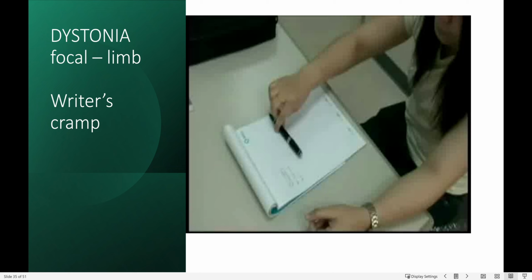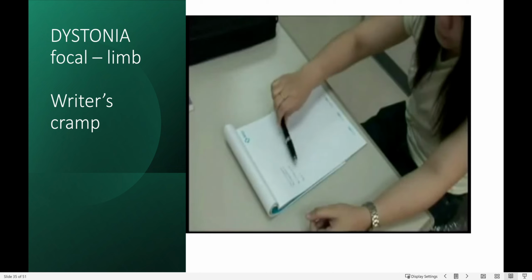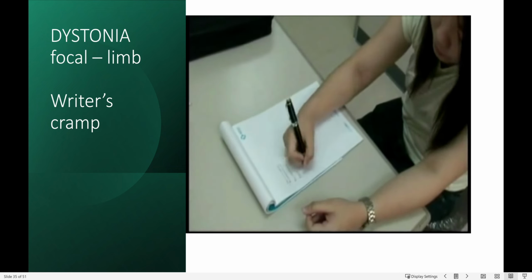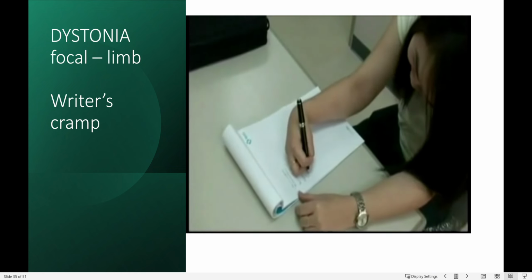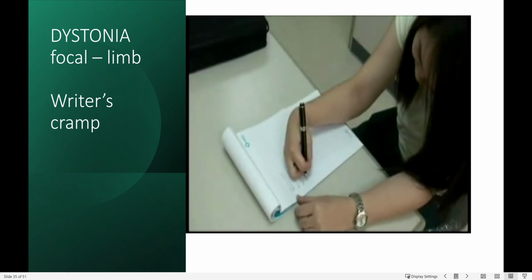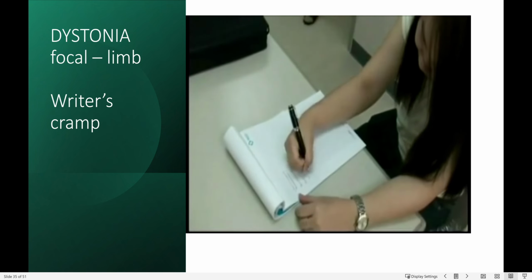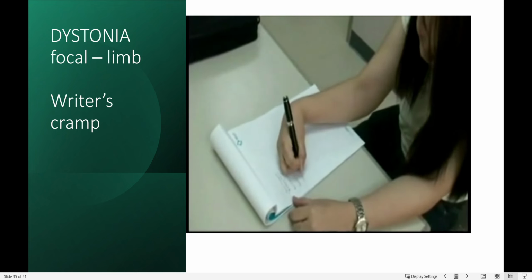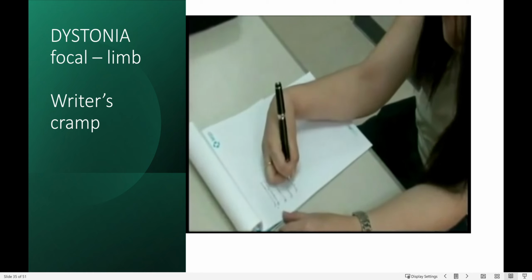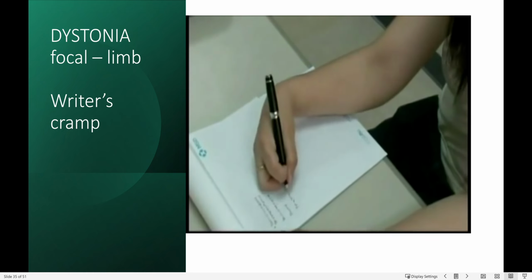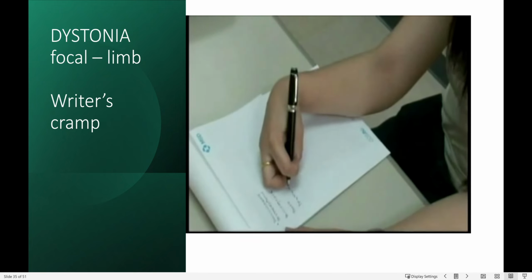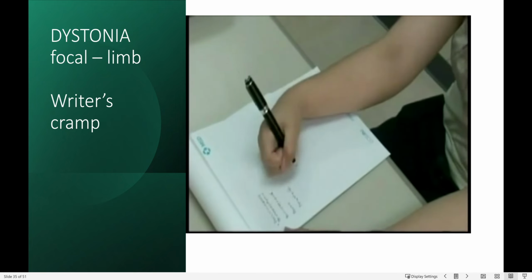Here's the focal dystonia in the limb, the writer's cramp. This patient is attempting to write with her dominant right hand. While doing so, she immediately develops a severe flexion dystonia at the wrist, with wrist flexion and excessive flexion of her thumb and fingers. There's also some ipsilateral overflow to the elbow and shoulder region.